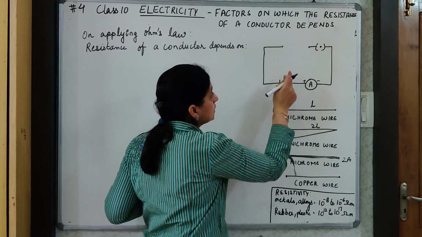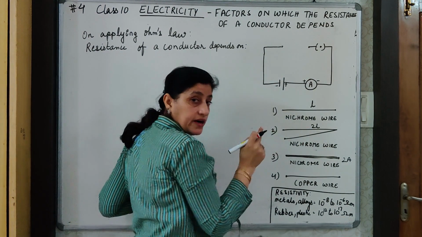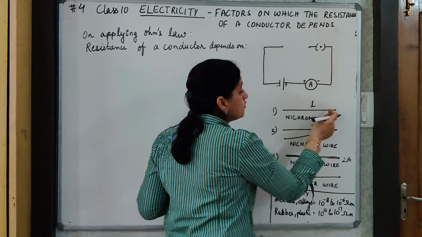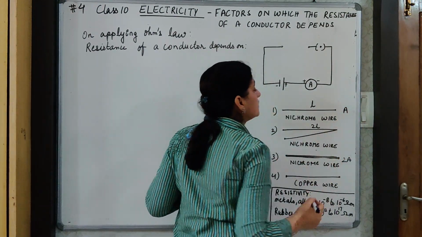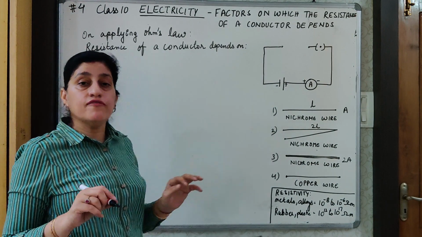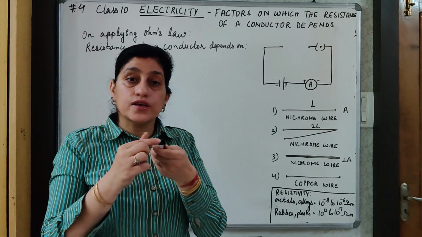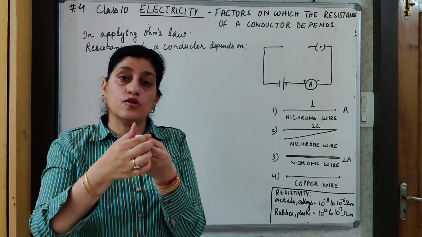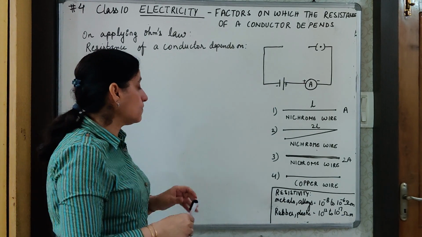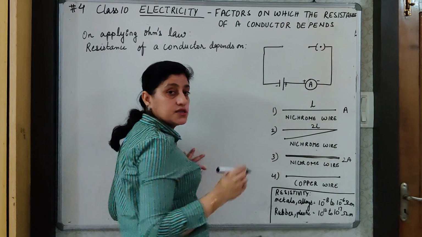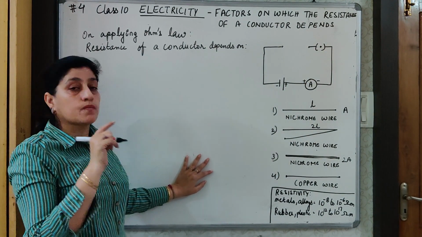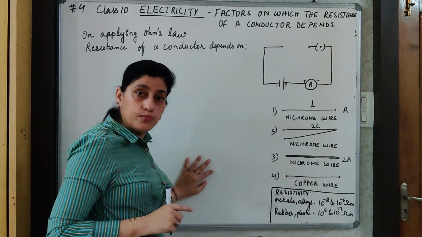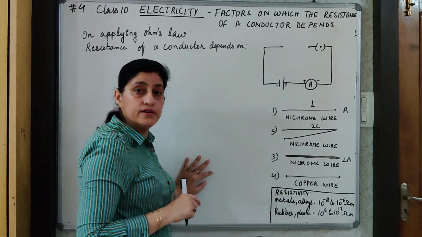First we put over here a nichrome wire of a known length and a known thickness. Suppose the length of the wire is L and the area of the wire is A. When we say area, we mean the area of the cross section, that is the thickness of the wire. Suppose this is a wire of length L, then this becomes the area of the cross section of the wire. When we put in this, we will note a certain value of current.